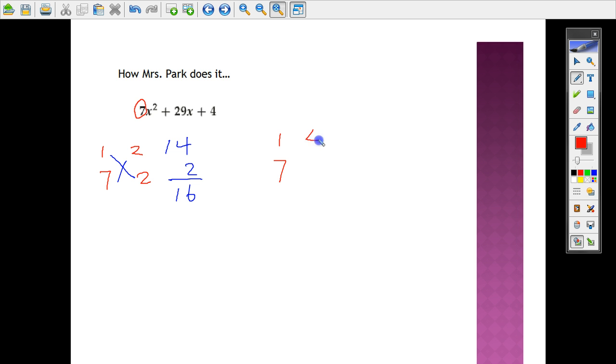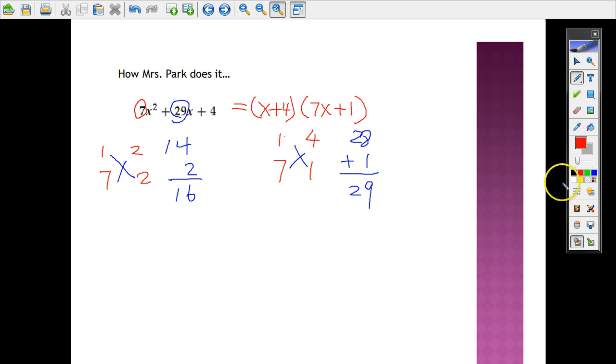I'm going to put the 4 up here and 1 down here, because I know when you put 7 times 4 is 28. 1 times 1 is 1. When added, it's 29. That's exactly what I want. So what am I doing with this? This combination is telling me this is 1x, positive 4. And here is 7x plus 1. It's the same answer.